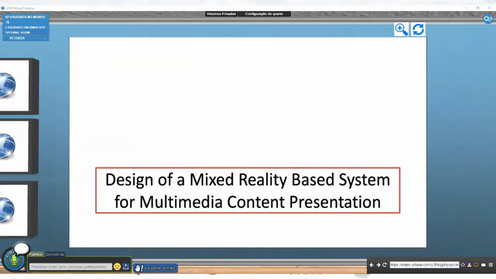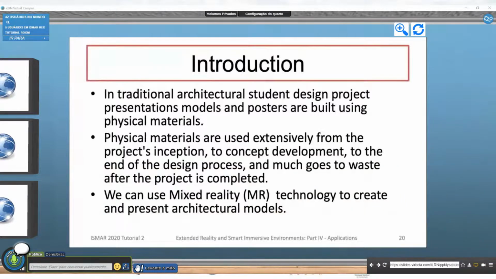The next application is using a mixed reality-based system for multimedia content presentation. And that was inspired by traditional architectural student design project presentation that require producing posters and models built from physical materials that can be expensive, or it can produce a lot of waste. So we try to use mixed reality technology to create and present architectural models.